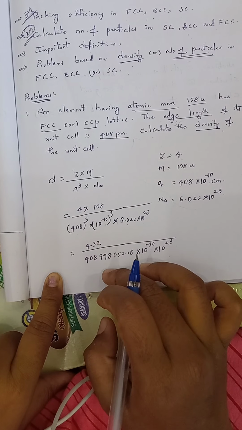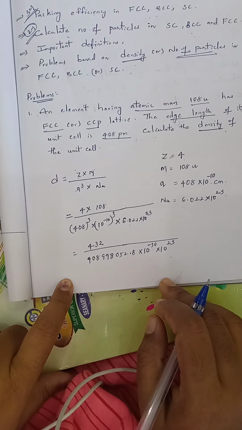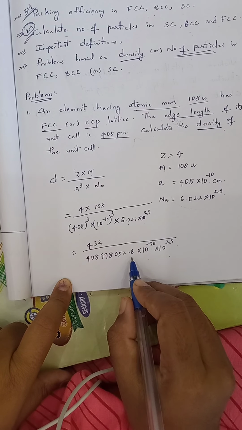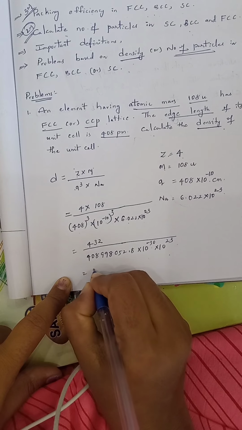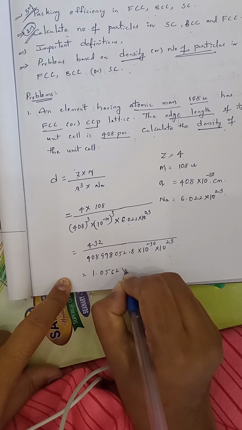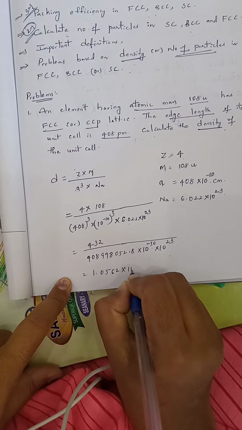By dividing these two values, 432 divided by 408,998,052.8, you will get 1.0562 into 10 to the power of minus 6. By dividing these two, you will get this value.